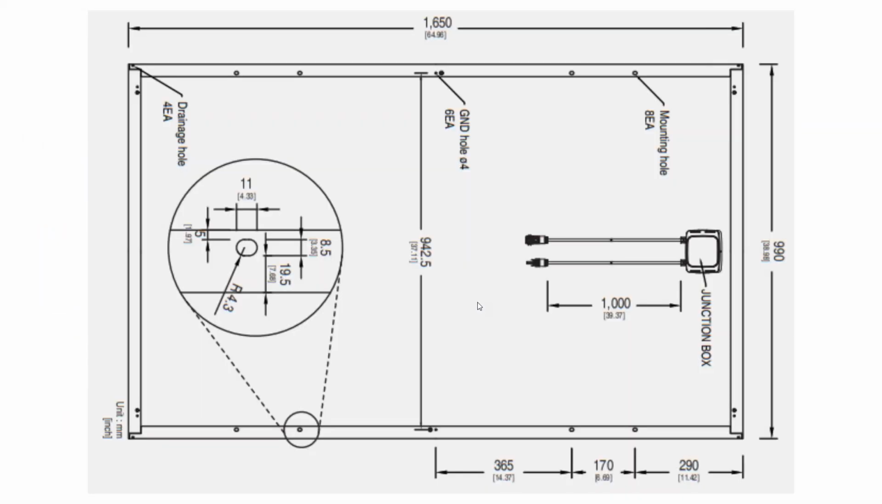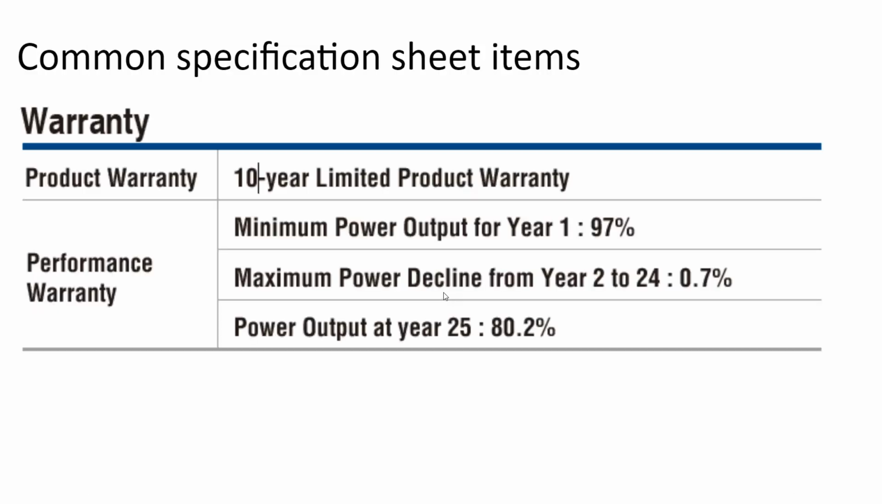Module spec sheet items give you the dimensions of pretty much everything on the spec sheet. This is useful for a variety of planning purposes. And then here's the most important warranty item. So we probably got all comfortable thinking 25-year warranty, and that sounds good.